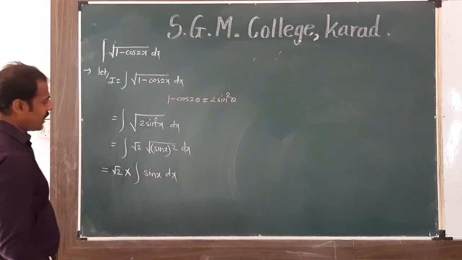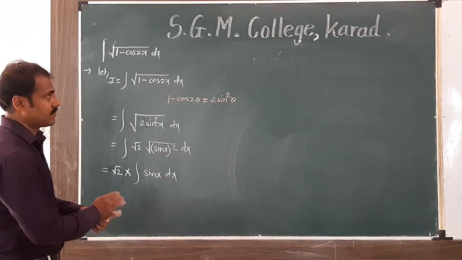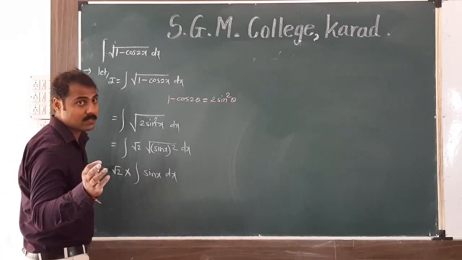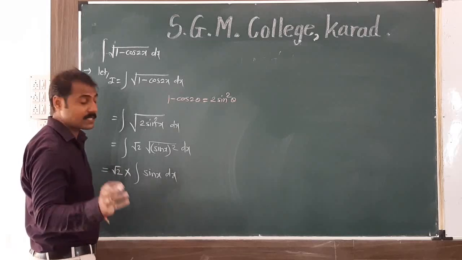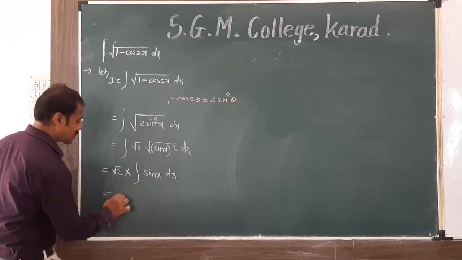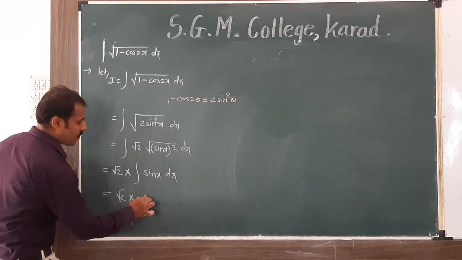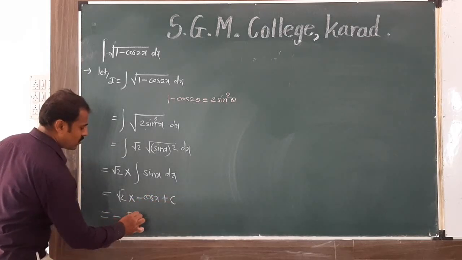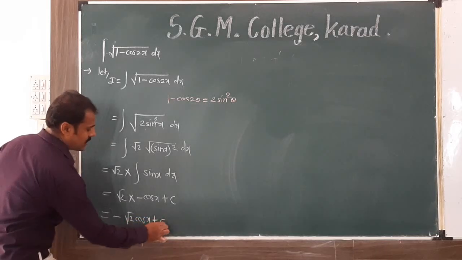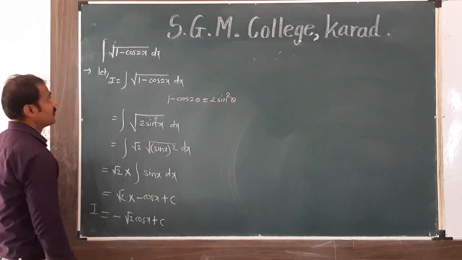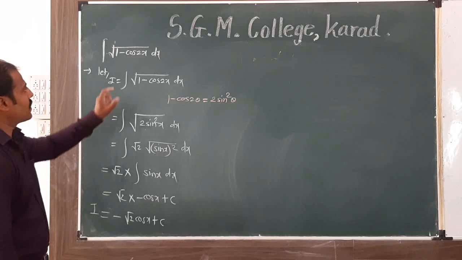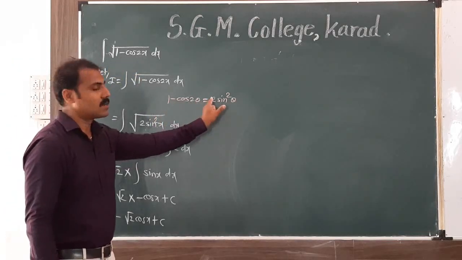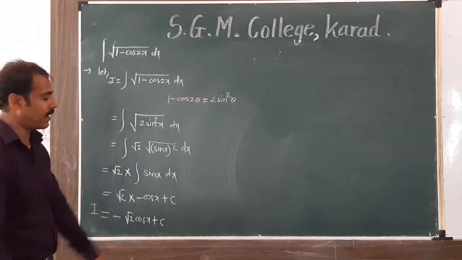Okay. Now tell me the integration of sin x. The derivative of sin x is cos x. Okay. But the integration of sin x is minus cos x. So root 2 into minus cos x plus c. So minus root 2 cos x plus c is the final answer. Okay. Just remember the formula for 1 minus cos 2 theta, 2 sin square, half of the angle.